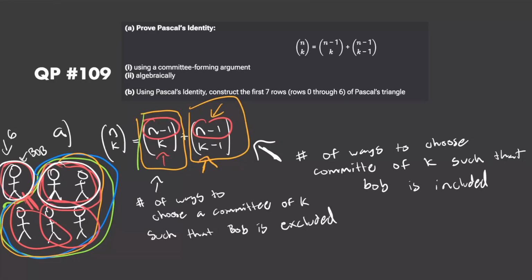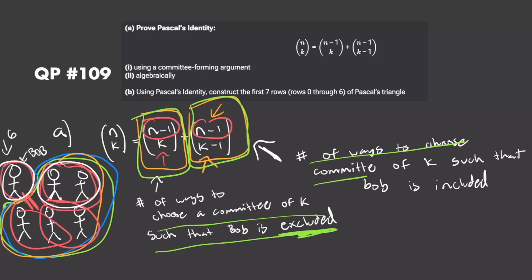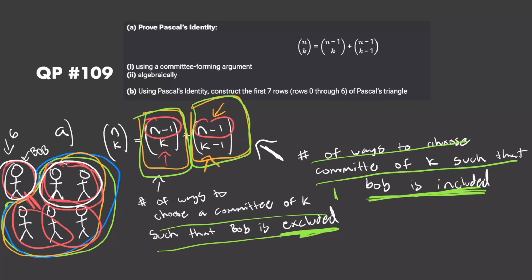Okay, so this first term on the right-hand side represented the number of ways to choose a committee of k such that Bob is excluded from our group. And this term over here represents the number of ways to choose a committee of k such that Bob is included in our group. For any given group, either Bob is going to be included or Bob is going to be excluded. There's no other option, and these sets are also disjoint. So when we add these up, we're just going to get the total number of ways that we can form a committee from these 6 total people, or these n total people in the general case.